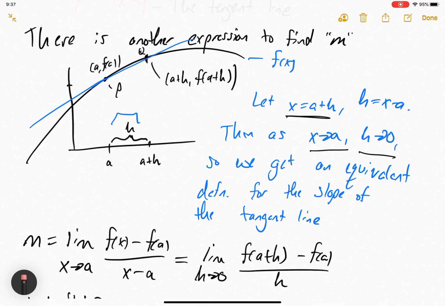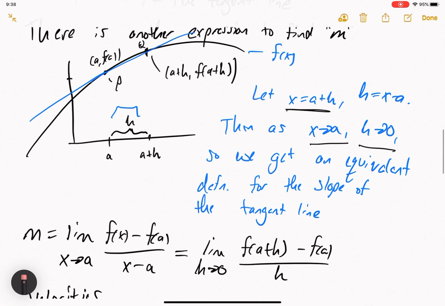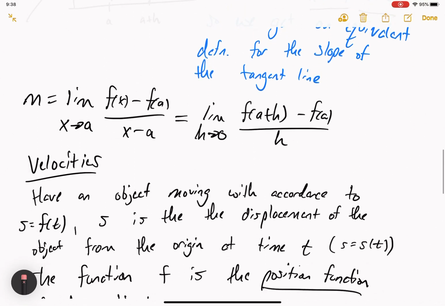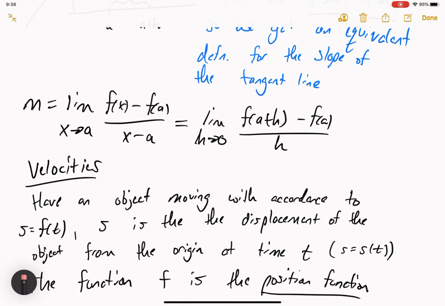Instead of a and x, we could do a and a plus h instead. And we just let the distance between a and a plus h go to 0, but this is the same thing as h going to 0. So when we do that, we get two equivalent definitions of the limit, or the slope of the tangent line.